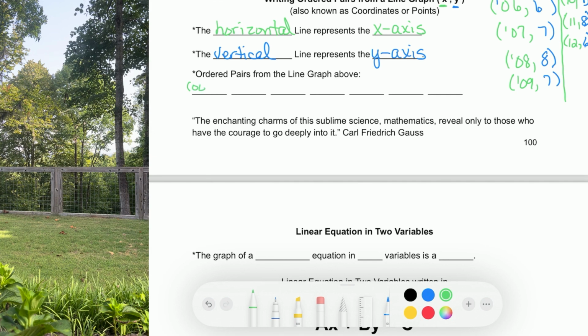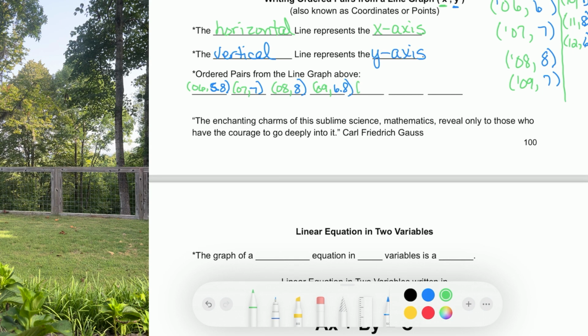So I have 06, comma, 5.8, because it wasn't quite to the 6. It was almost to the 6, but not quite. Our next grouping was 07 to 7. Then we had 08, 8. Our next one was 09, and it was roughly 6.8.